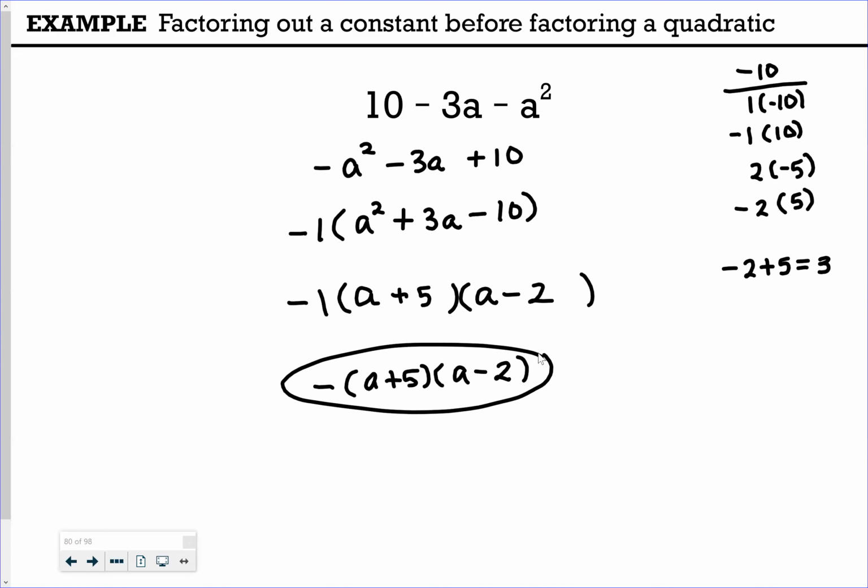Sometimes people prefer to not have that negative out front, and so they might distribute it into the first group. It's not necessary, but if you want to do that, it would look like the following. You would get negative a minus 5 in one set of parentheses, and then the second set you would have a minus 2.